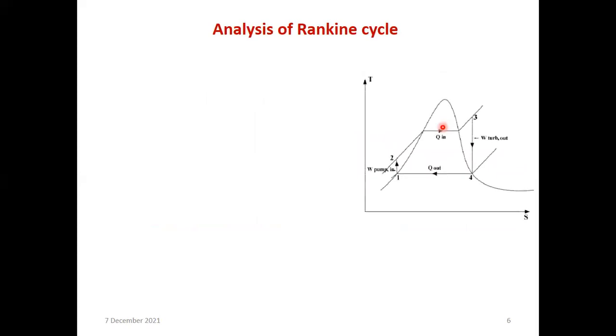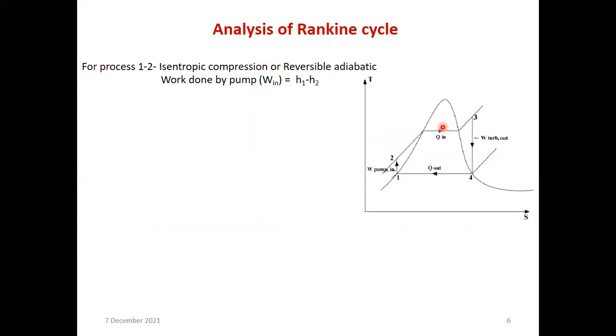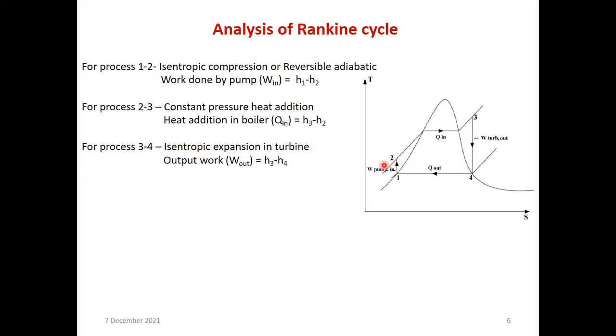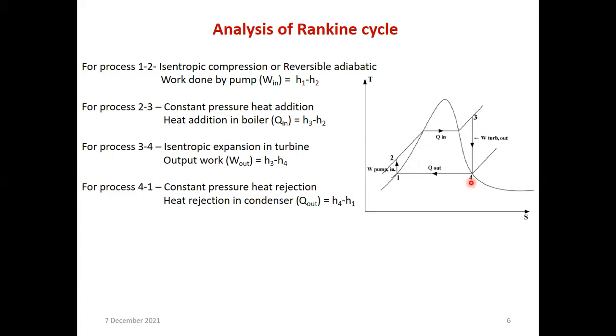And again, analysis of the Rankine cycle. For the process 1 to 2, since it is isentropic compression, or it can also be called reversible adiabatic, the work done by the pump can be denoted as H1 minus H2, where H1 and H2 are the enthalpies at points 1 and 2, which can be obtained from the Mollier chart. For process 2 to 3, constant pressure heat addition, Q in is equal to H3 minus H2. For the process 3 to 4, isentropic expansion in the turbine, H3 minus H4. For the process 4 to 1, constant pressure heat rejection at the condenser, Q out is nothing but H4 minus H1.